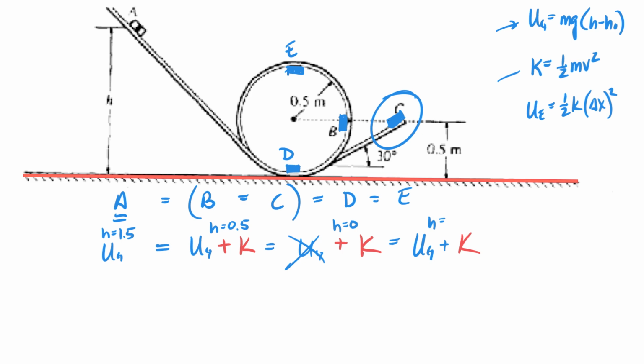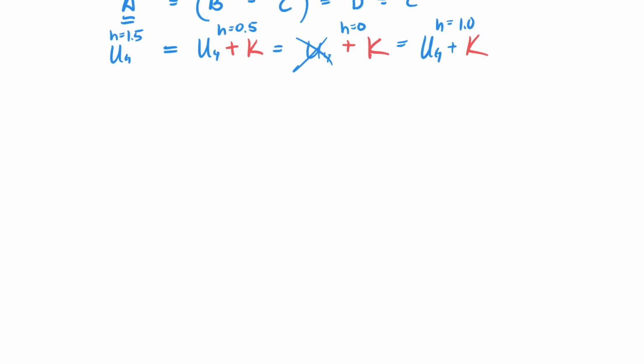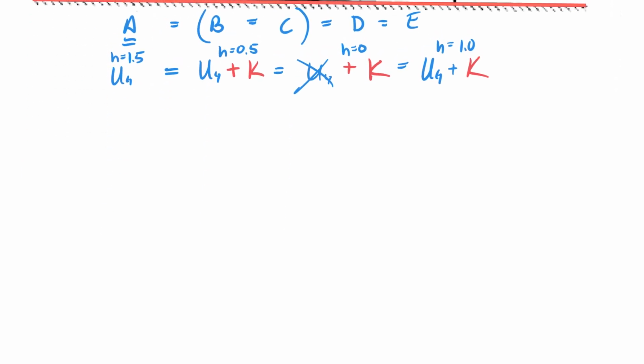Yeah, because it's a radius. It's up there, right? So it's got to be 2 times 0.5, or 1. Let's go. Let's find all those speeds, right? We can find everything. So go ahead.